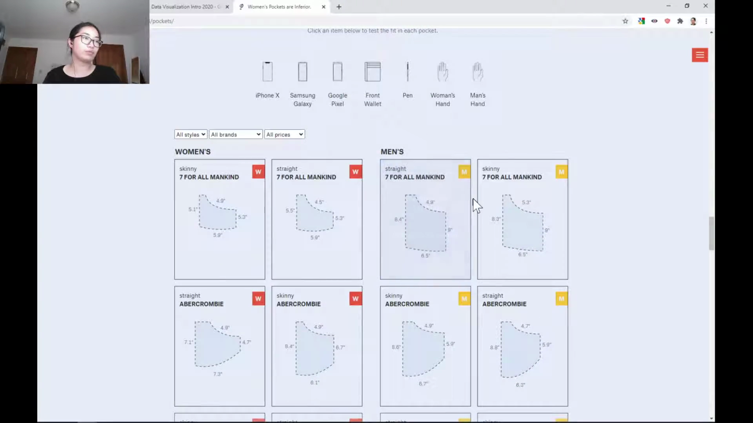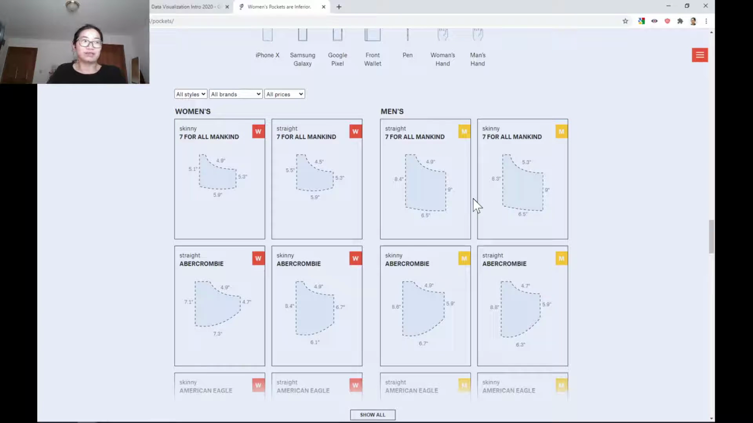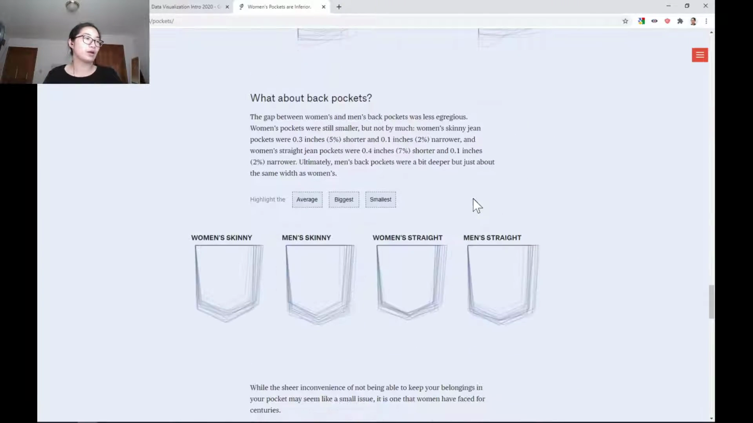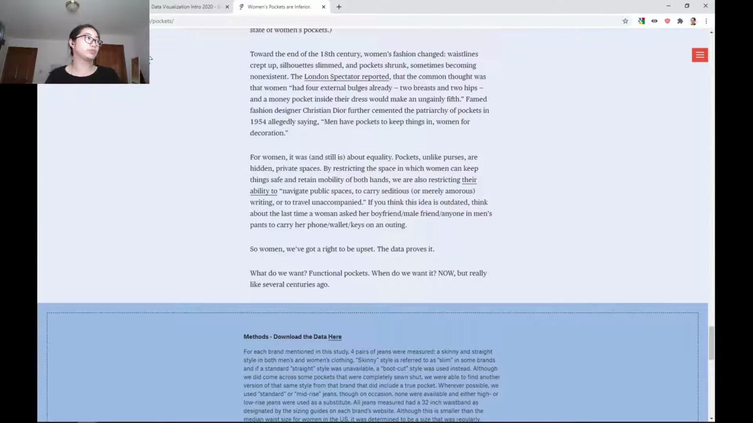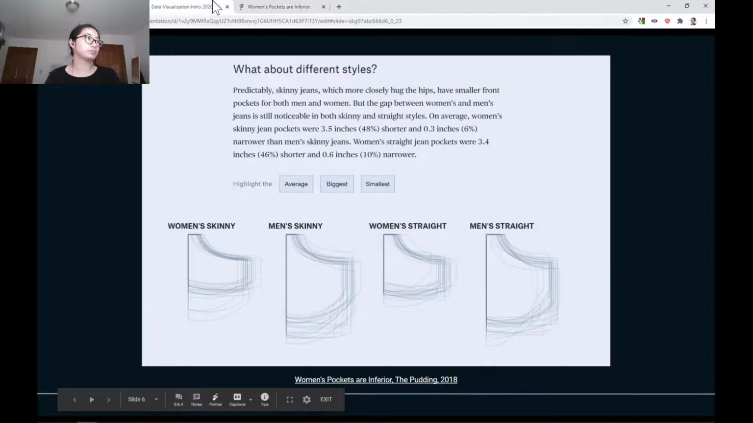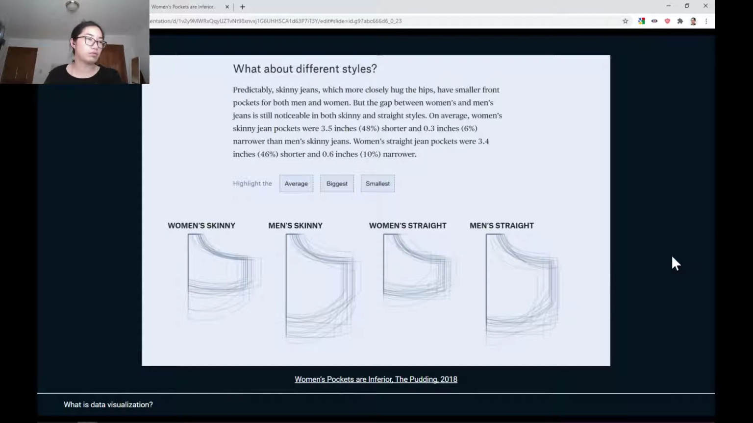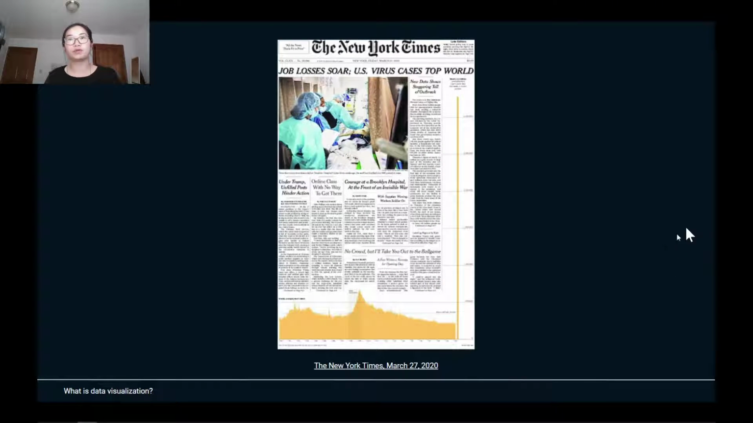This one I thought was really interesting when it came out. It looked at how women's pockets were more inferior than men's, and this is something I experienced myself. A lot of pockets I have in my jeans are very, very useless. This is also data visualization. So is this. This was by the New York Times. It was very impactful in how it was designed.